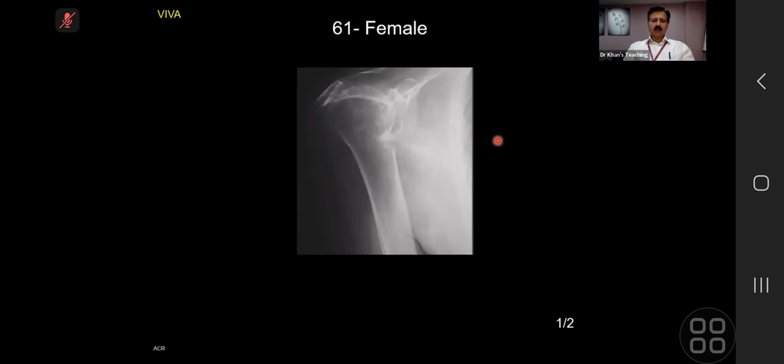So if you can please tackle this film, a very, very good FRCR 2B film, though the quality is slightly suboptimal, but it's a very good film. Over to you. Right, so this is a frontal radiograph of the right shoulder of a 61-year-old female, showing marked deformity of the right shoulder joint. The humeral head is cranially displaced. The image is a little bit unclear, but there is osteopenia in the proximal humerus.